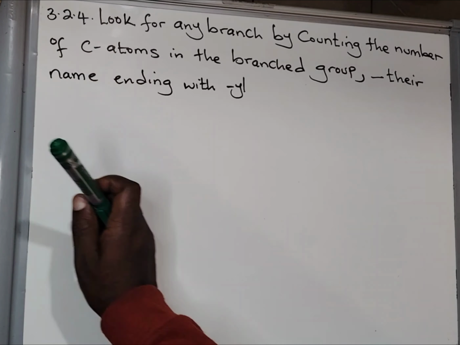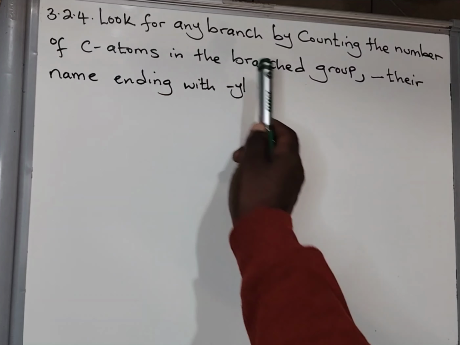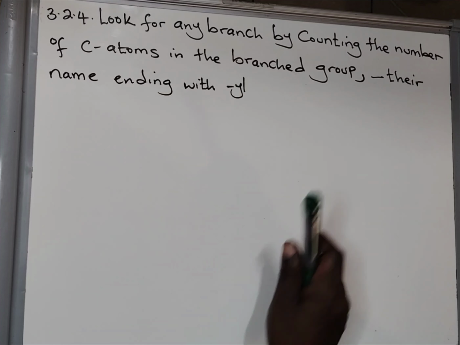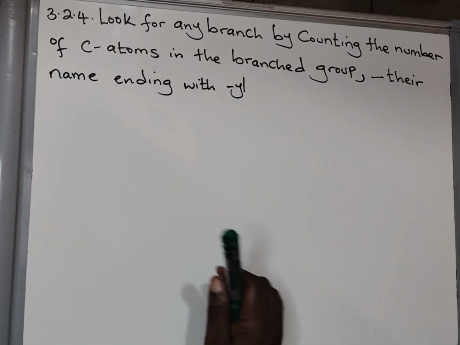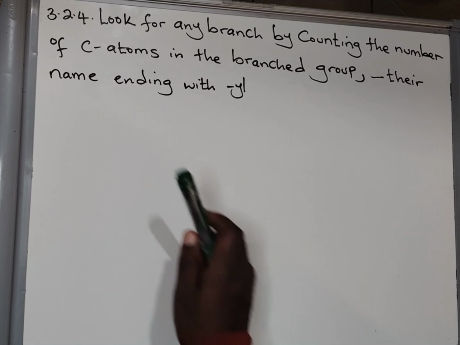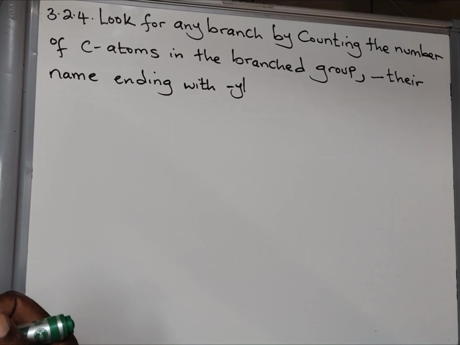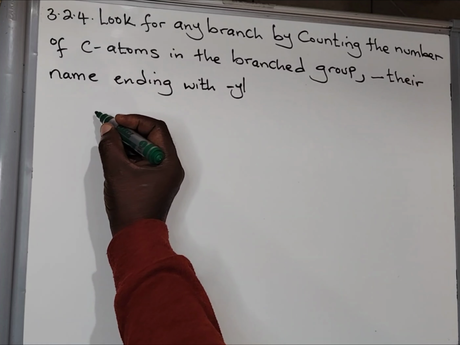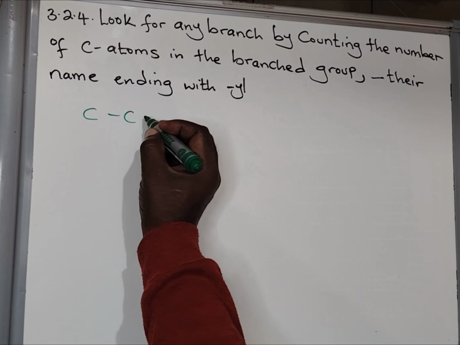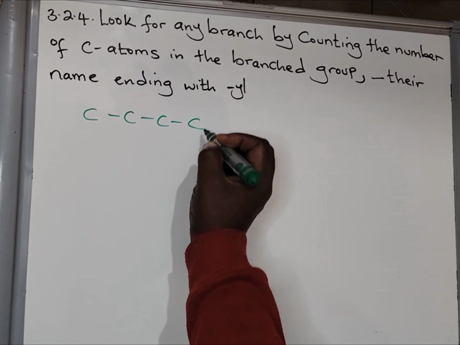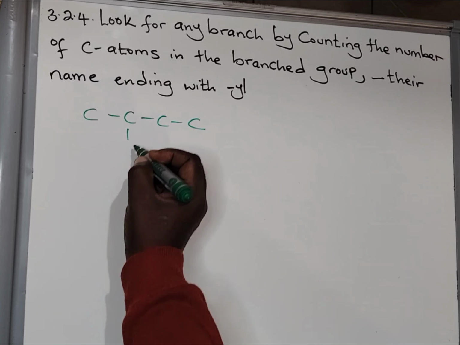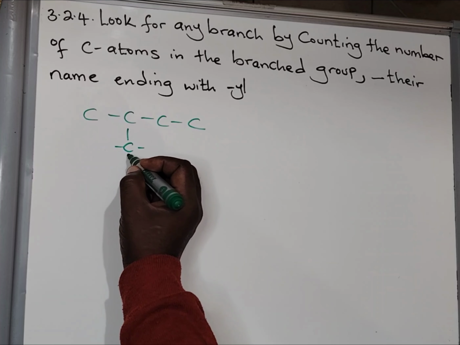This rule says: look for any branch by counting the number of carbon atoms in the branched group. Their names end with "-yl". Suppose this is the chain we have, and we happen to have this one as our branch.